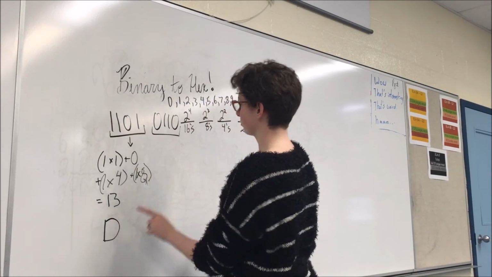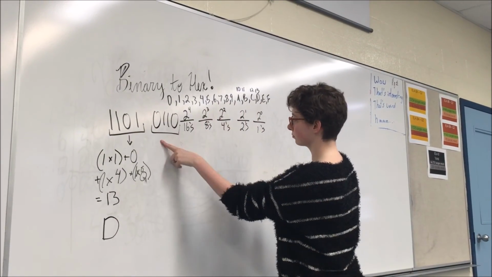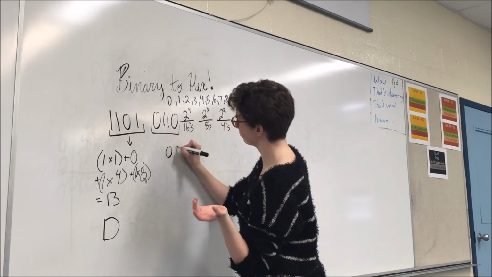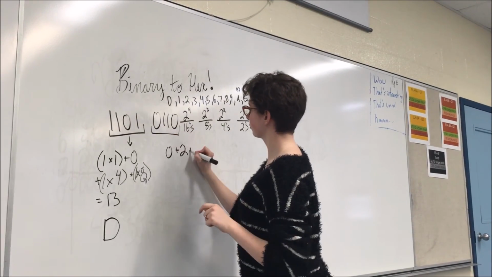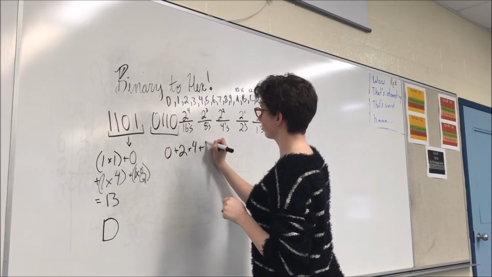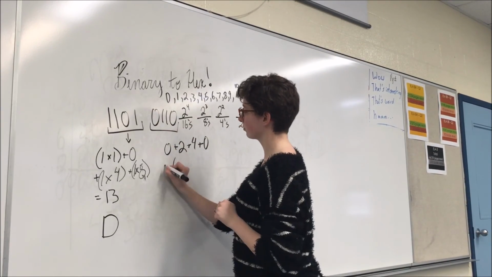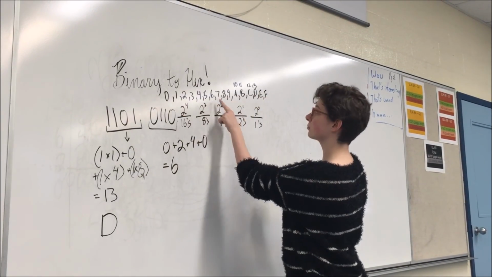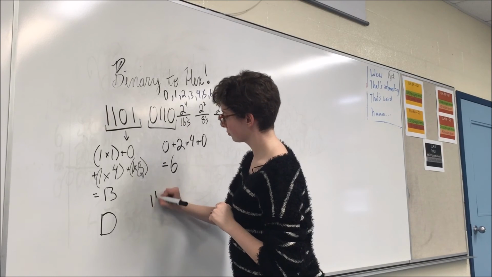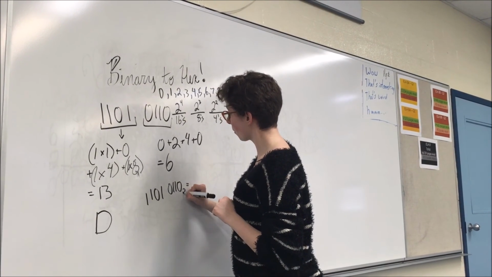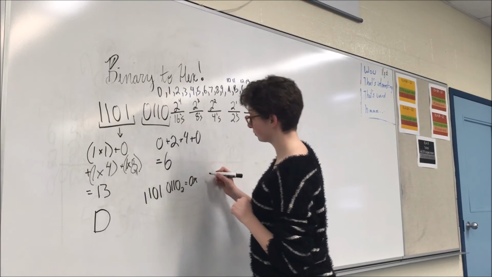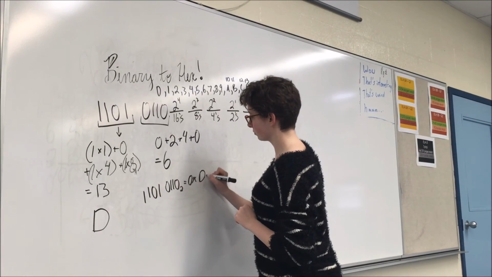So now 0, 1, 1, 0. So you have 0 in the 1 spot, plus a 1 in the 2 spot, plus a 1 in the 4 spot, plus a 0 in the 8 spot. So then you're going to end up with 6, and 6 is just 6. So your hexadecimal conversion of 11010110 is just D6. That's it.